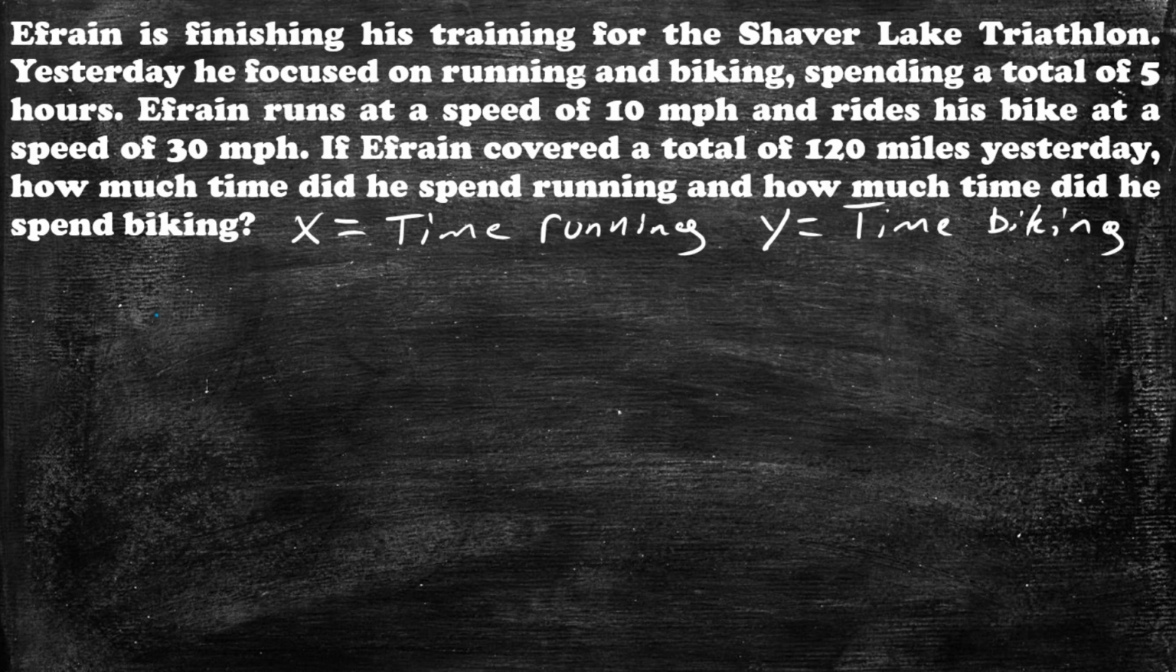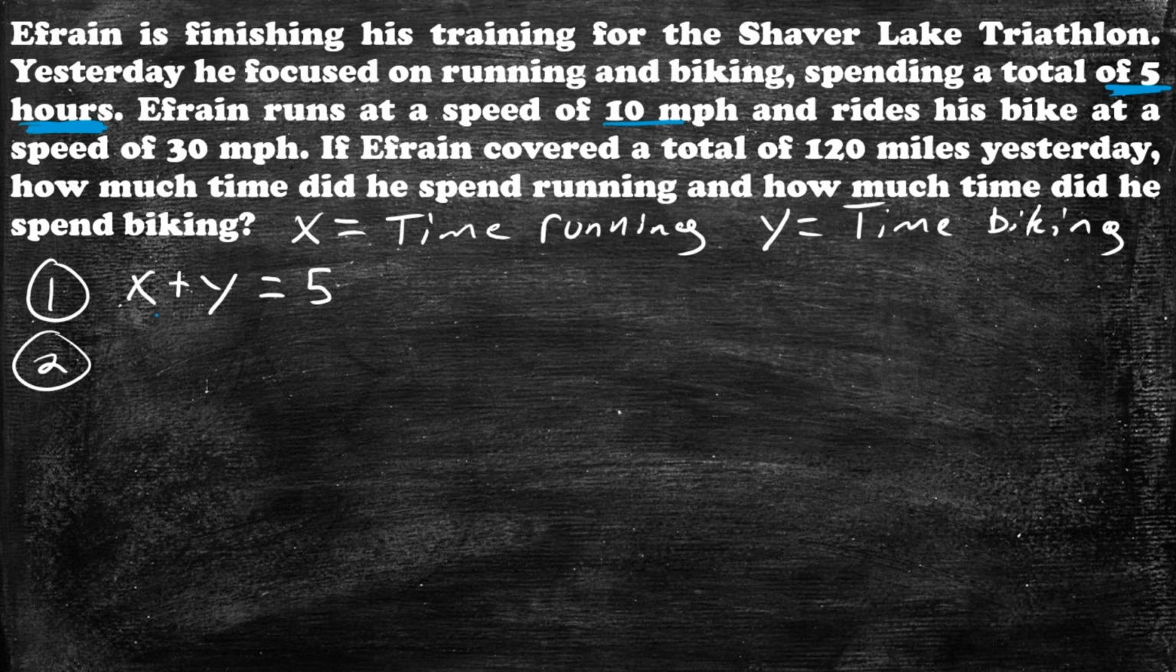All right. So now we have our variables defined, we want to write down our two equations. So let's start off with our first one. When we're reading this, it says that he spent a total of 5 hours running and biking yesterday. And then we set our variables to be time running and time biking. So we know that x plus y is going to equal 5. The time he spent running plus the time he spent biking is going to be 5 hours, which it states in the problem.